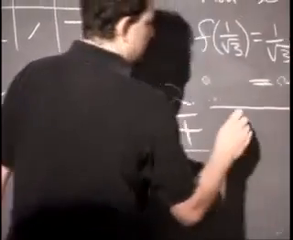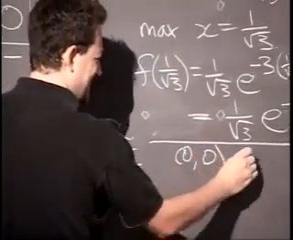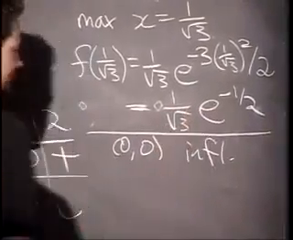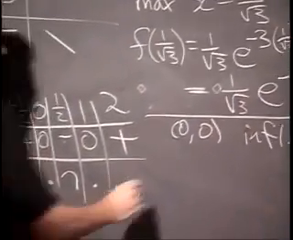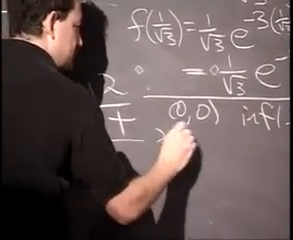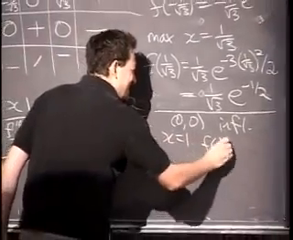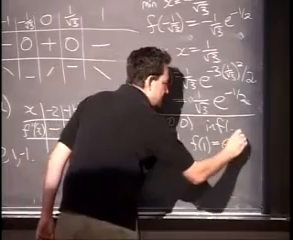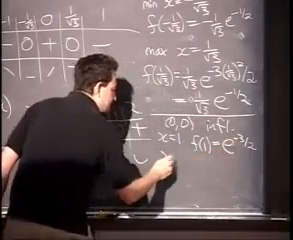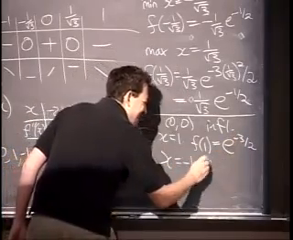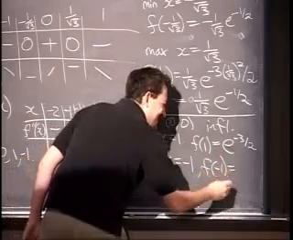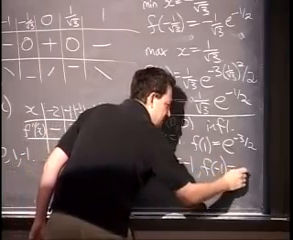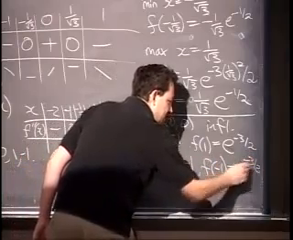So 0, 0, we've already seen. This is an inflection point. How about 1? When x equals 1, f of 1 is 1 times e to the minus 3/2, otherwise known as just e to the minus 3/2. And at x equals minus 1, f of negative 1 is just the negative of this, minus e to the minus 3/2.